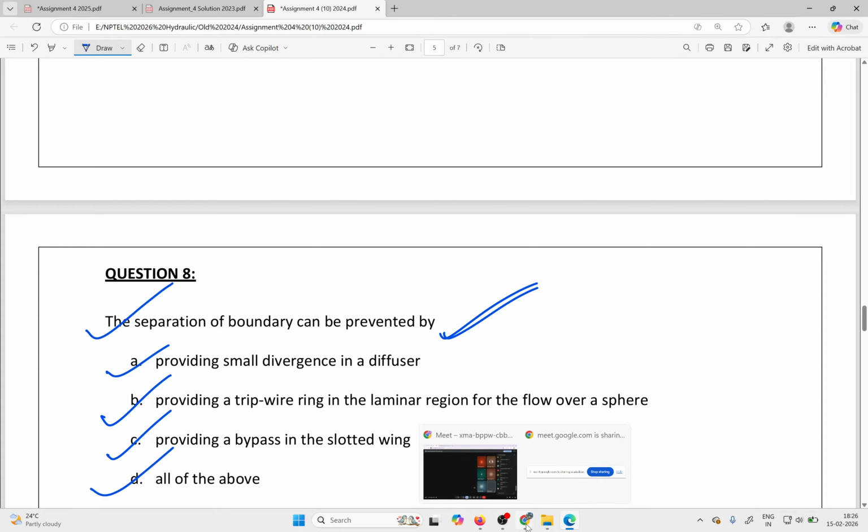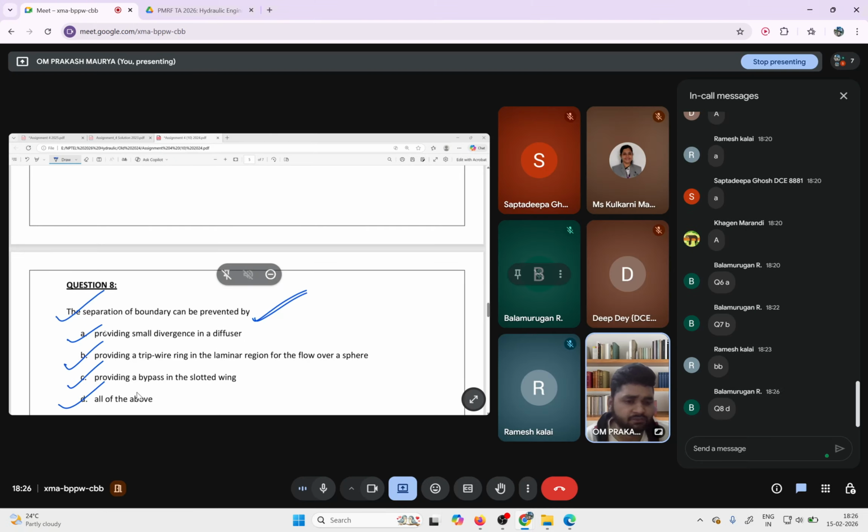So please think on that and try to write your answer. Okay, Bala is telling option D. Other students, please also try to write your answer. Bala is telling D. Okay, fine. What about others?